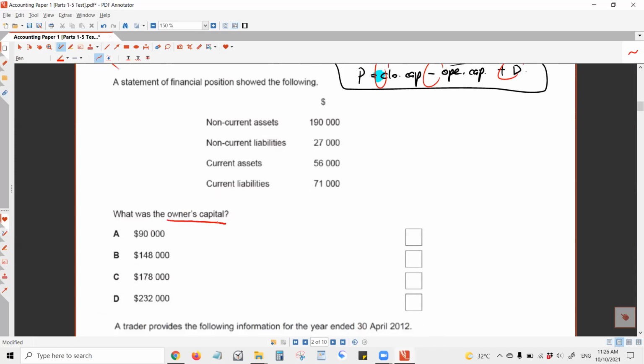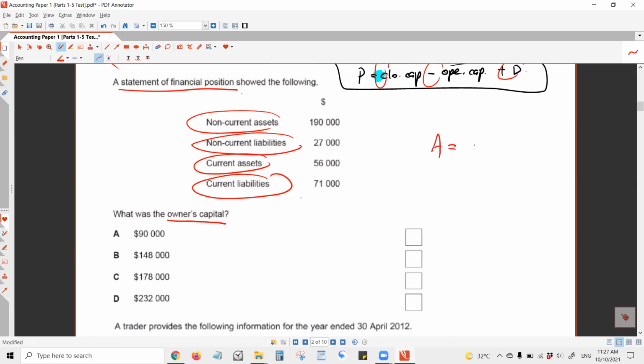What was owner's capital? Here it doesn't mention whether it's opening capital or closing capital, but if you observe, the SOFP shows the following. You have been given NCA, CA, NCL, and then CL. All these are the things in the SOFP, right? So if you form A equal to C plus L, and you are not given drawings or profit for the year, this capital must be referring to this alone. A equal to C plus L.